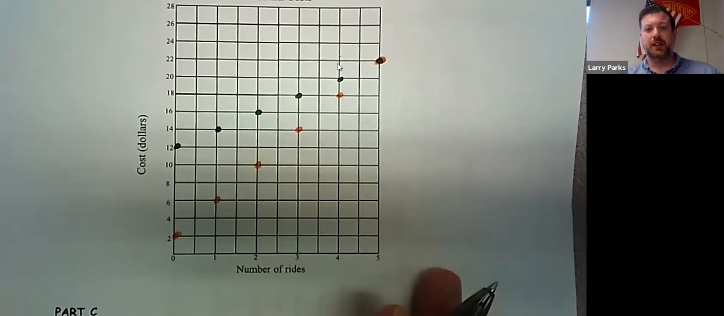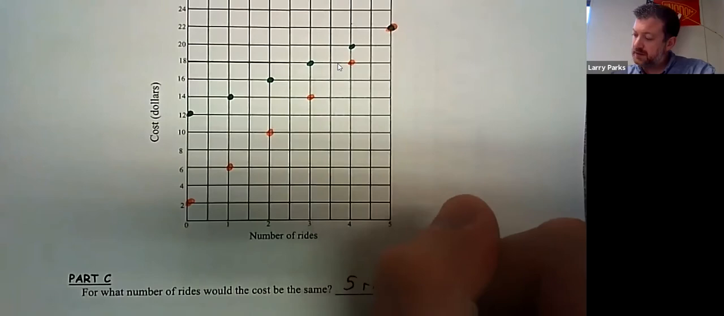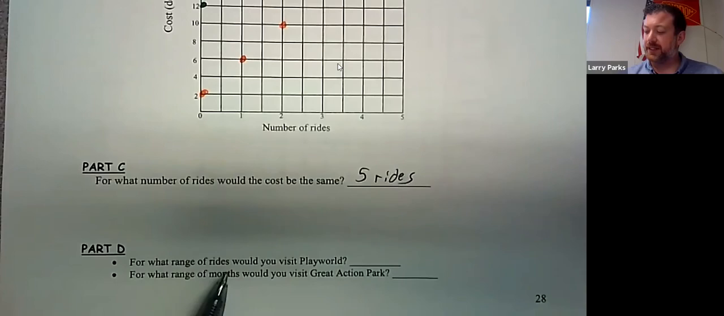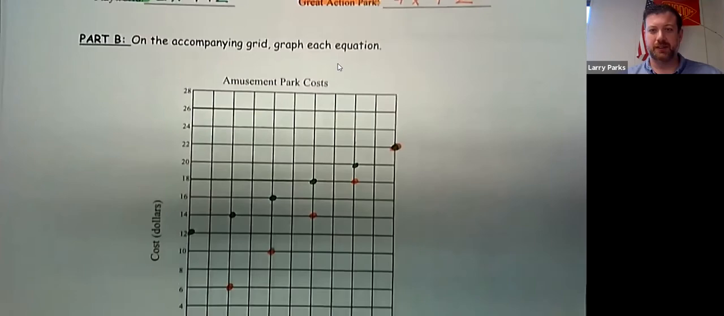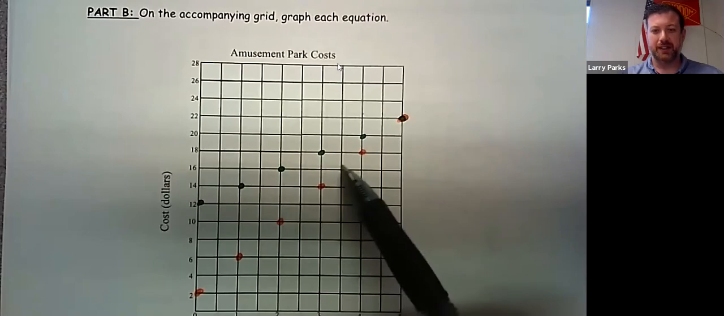So we just found, for what number of rides will the cost be the same after 5 rides? Now, for what range of rides would you want to visit Play World? Well, Play World is the green one. And so I would say you would want to visit Play World after 5 rides because it's going to be lower than this one. And it may help to graph that.